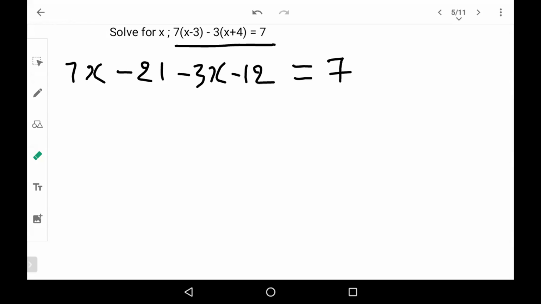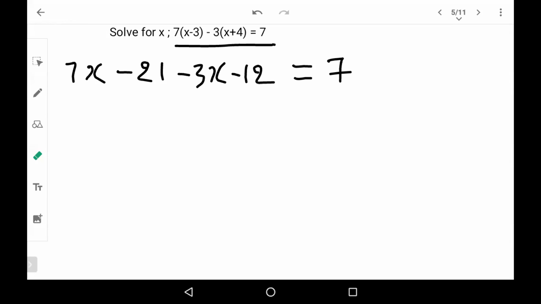Okay, 7x. Okay, let us continue. Now going to the next step. Now we have removed all the brackets. Now what is required is only simplification. So we are supposed to find the value of x here. So let us go on and simplify.